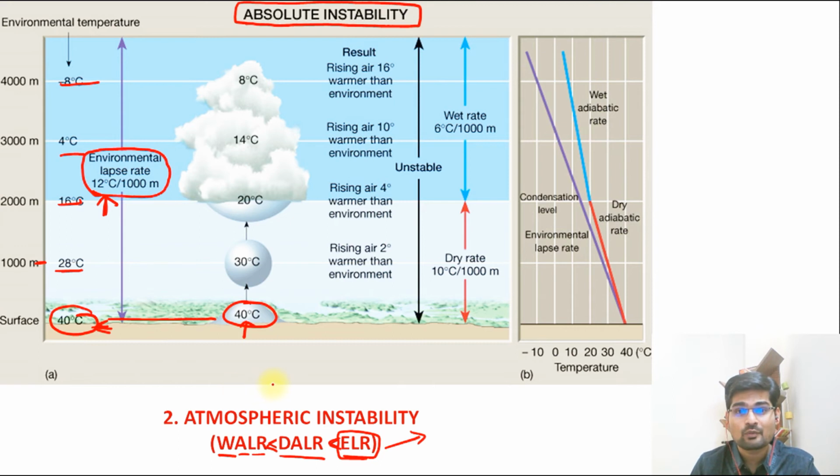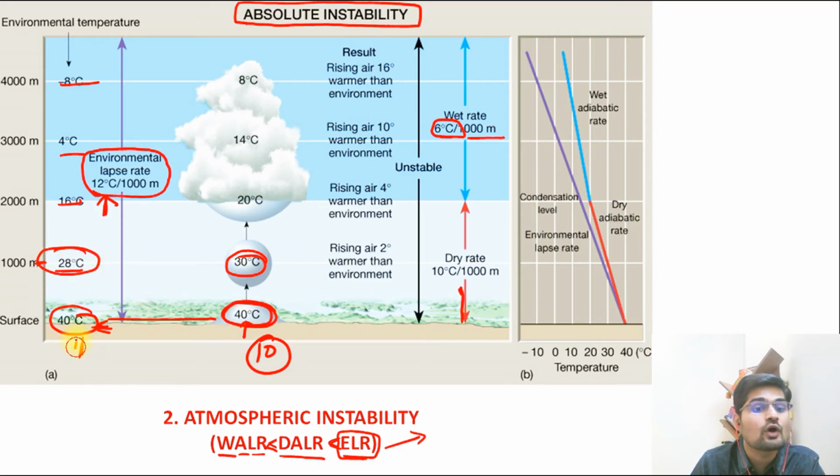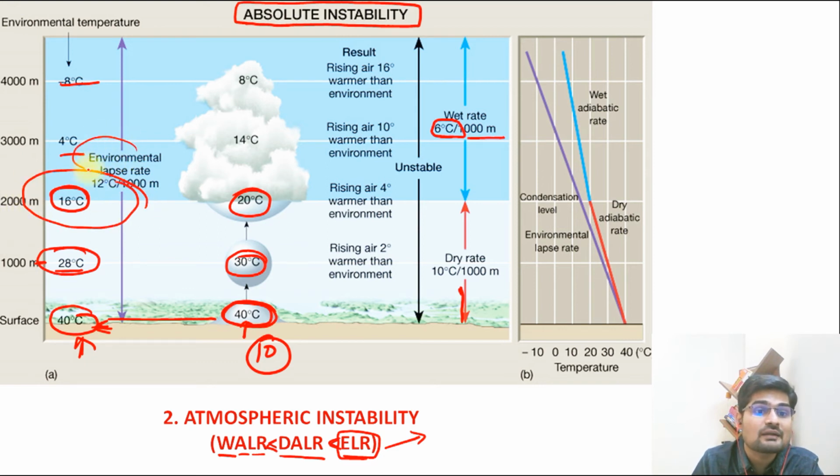But at the same time, what is the wet situation? It is 6 degrees C for every kilometer. And what is the situation of this parcel of air? It is 10 degrees C per kilometer because it is the dry adiabatic lapse rate. So where it is 30 for the parcel in the same layer, it is 28 in the normal environmental condition. Where it is 20, it is just 16. So what is the situation here? Can you observe it? On the same layer, the normal environmental condition is actually lower, and this parcel of air is actually greater.